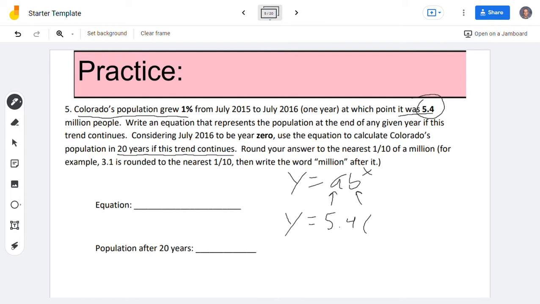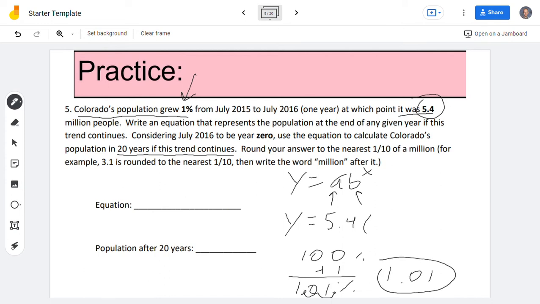And then our constant multiple, we've got to do what we did before. So that 100% we start with, plus the growth of 1%, which we saw from here, gives us 101% from year to year. Changing that to decimal form, we end up moving that decimal over twice, and this is 1.01. So our constant multiple will be 1.01. So we'll put that in here, 1.01 to the power of x, and that is our equation. We have y equals 5.4 times 1.01 to the power of x.